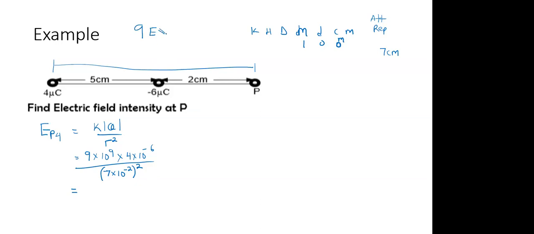On your calculator, near the answer key, there is a button with this letter. So you say 9, you place shift, you place that sign, you get a small e there, then you just put 9. Then you say times 4, place that e, put negative 6. Then all of it you put in brackets, then you say divide by, you put brackets 7, e, negative 2, everything squared. You'll get the answer.